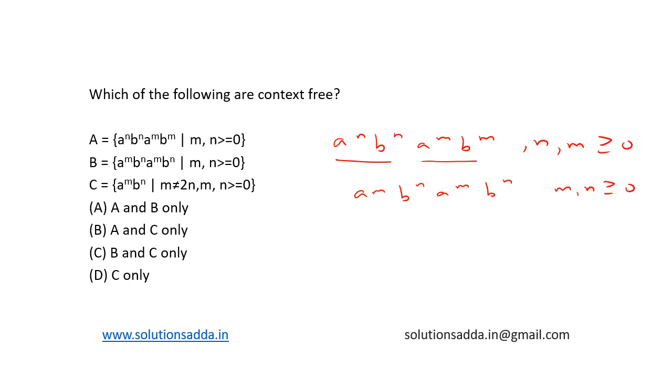Option C, a power m, b power n, m not equal to 2n, m comma n greater than or equal to 0. This is also context free. We can push a's into the stack and for each b we can pop the stack twice. So if the stack is empty then the string is not accepted. So option C is also context free.